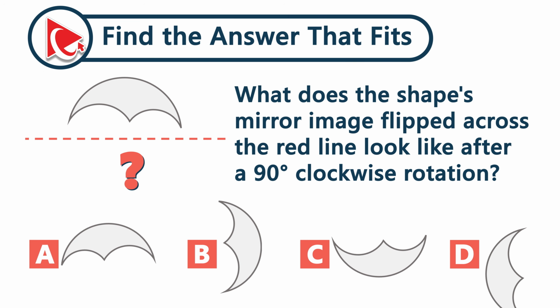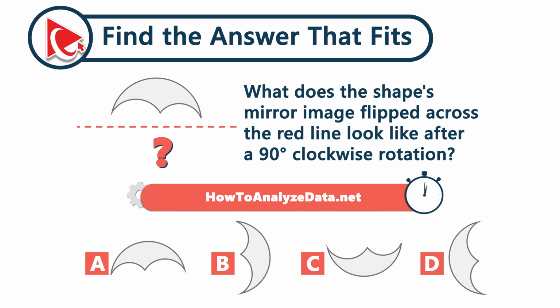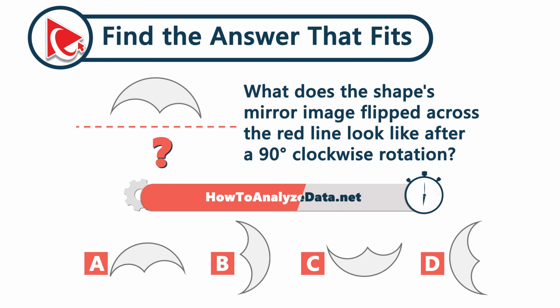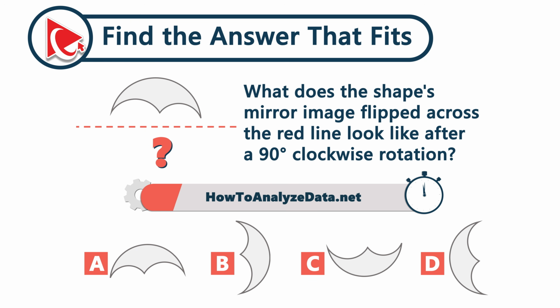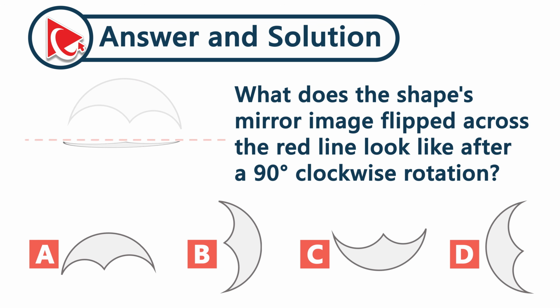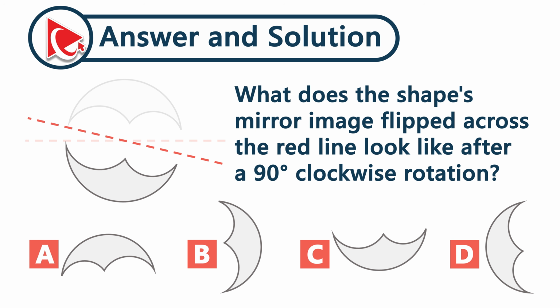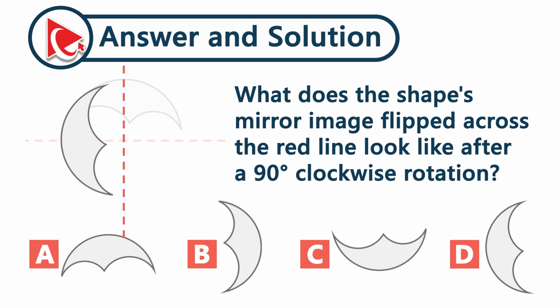What does the shape's mirror image flipped across the red line look like after a 90-degree clockwise rotation? First, let's reflect the shape across the horizontal line. That gives a mirror image that curves downward. Then rotate the reflected shape 90 degrees clockwise, and the correct answer here is choice D.